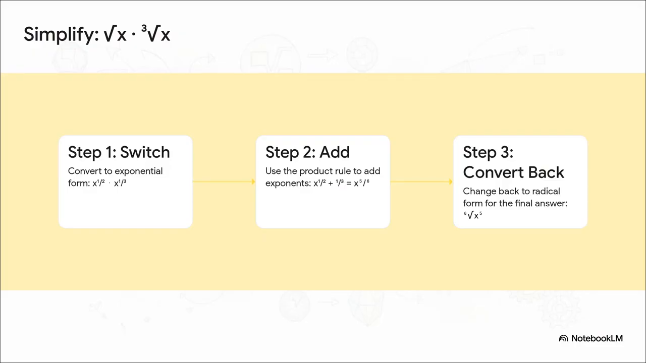You know, trying to multiply a square root and a cube root is just awkward. But watch this. Step 1, we translate them into exponential form. Boom! x to the 1/2 times x to the 1/3. Step 2, now it's just a basic exponent rule. We add the fractions, find a common denominator, which is 6, and you get x to the 5/6. I mean, how clean is that? And if your teacher wants it back in radical form, switching back is a piece of cake.